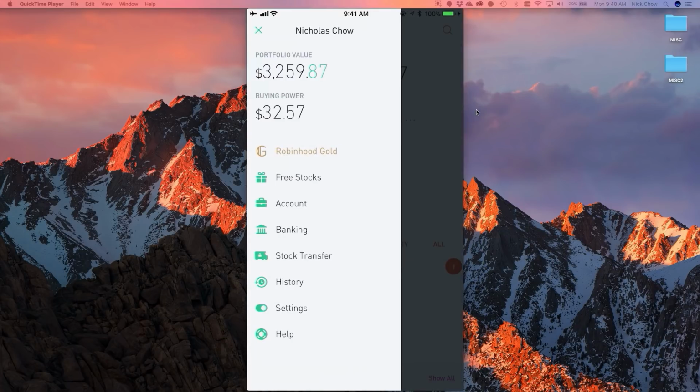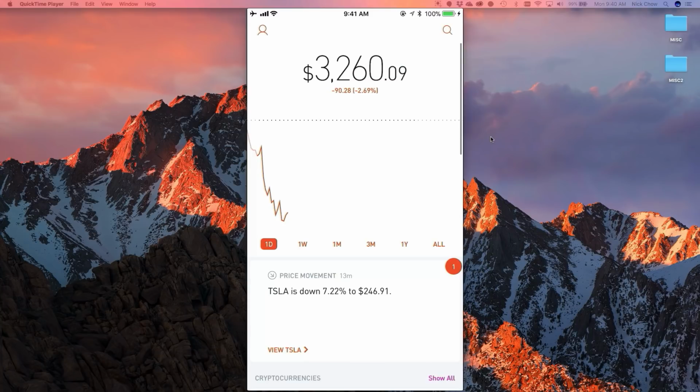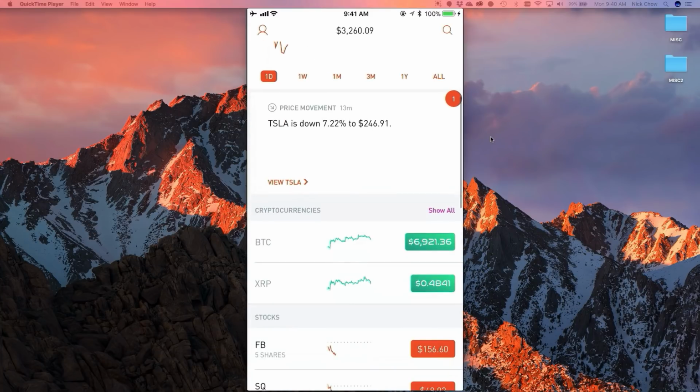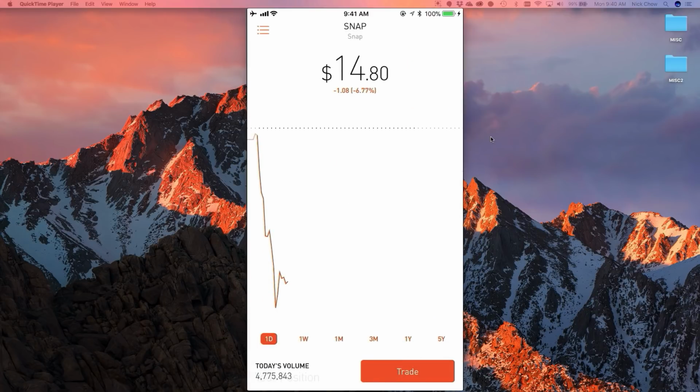I don't have a lot of buying power. I only have $32 in buying power on here, so I'm going to be looking at just trading some small price stocks. I think I'm going to be looking at Snap. So what I'll do here is click on Snap. Snap is at 14.80 right now. It did drop 6% today.